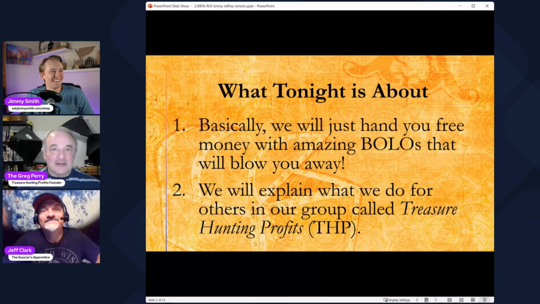To get a handle on what THP, Treasure Hunting Profits, is all about, the bird's eye view is simple. Our only mission is to show you how to source. Source is the term which means find things easily for very little money at shocking places, and then exactly how to sell it faster than other people do.